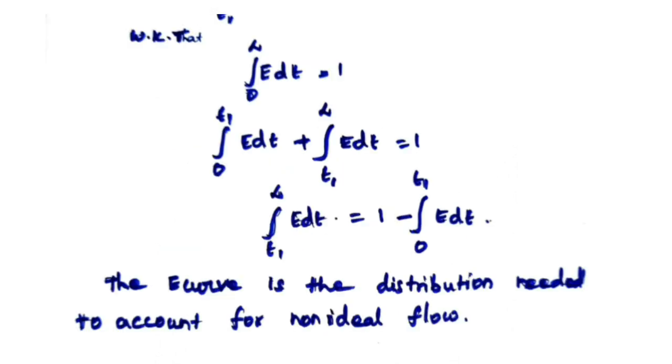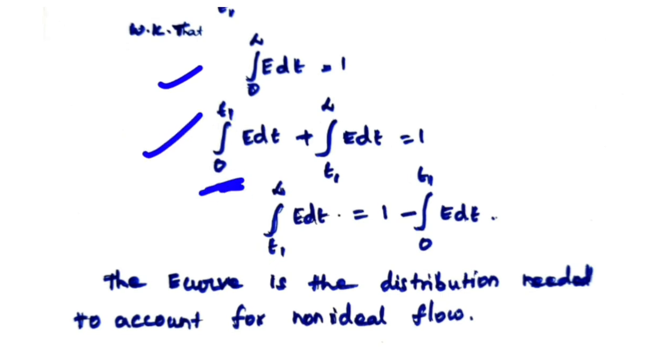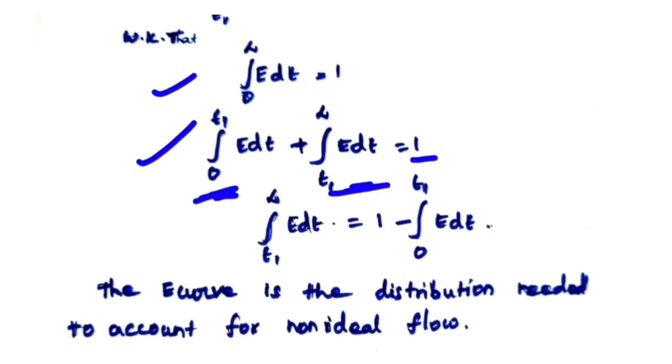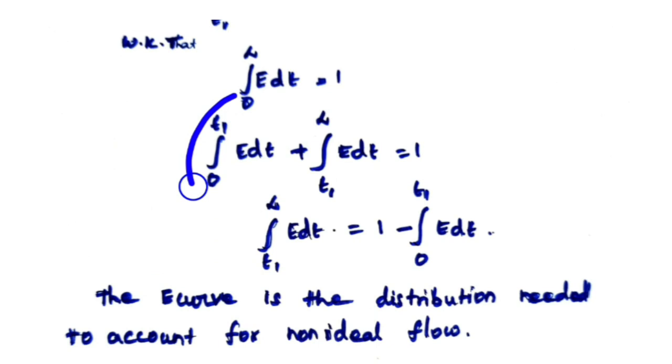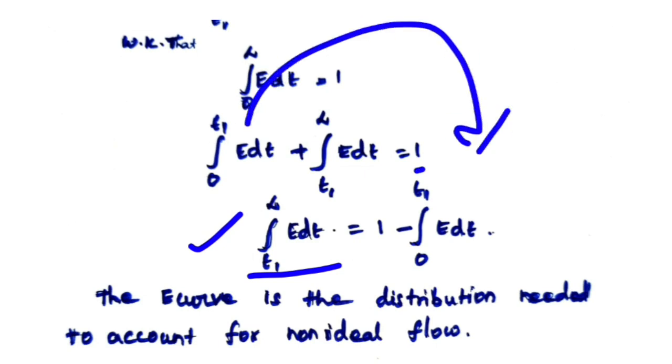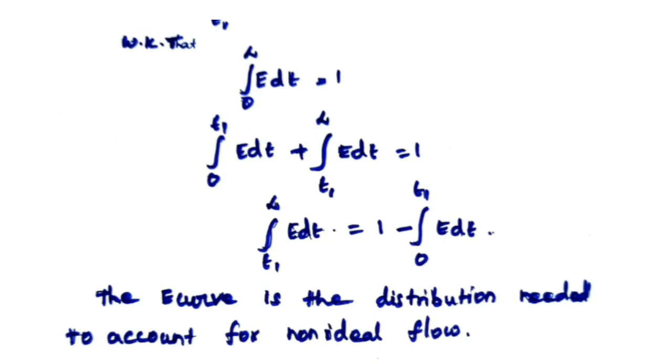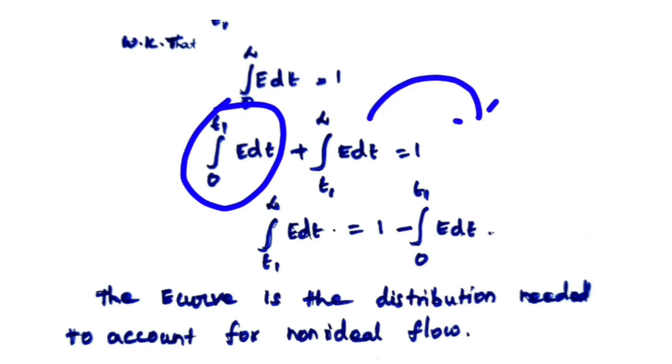So you can write integration of 0 to infinity E dt equal to 1 as integration of 0 to t1 E dt plus integration of t1 to infinity E dt, which is equal to 1. From this equation you can calculate the fraction younger than t1 and also older than t1. The fraction older than t1, that is integration of t1 to infinity E dt, is calculated by 1 minus integration of 0 to t1 E dt. If you want to calculate the fraction younger than t1, integration of 0 to t1 E dt, you can write it as 1 minus integration of t1 to infinity E dt.